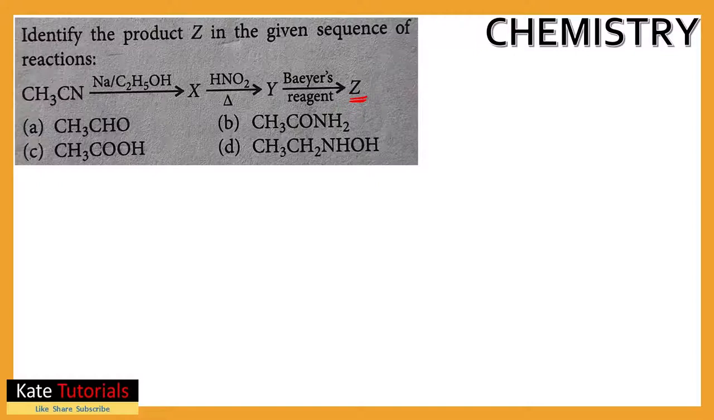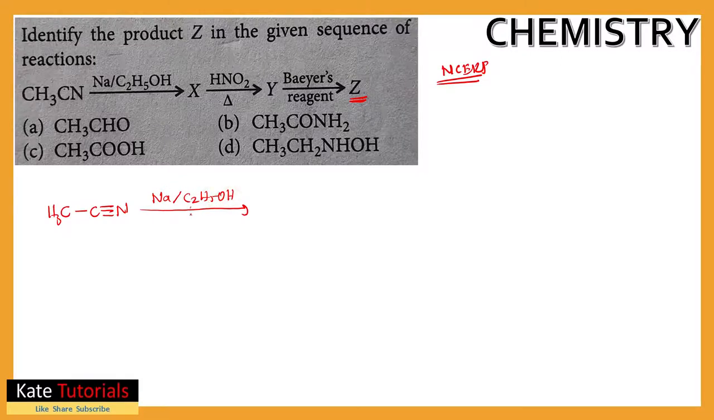So you may feel that this is a very difficult question, but if you have studied NCERT, you can clearly tell about this reaction, right? So let me start. Initially I have CH3CN, that is C triple bond N. To that I am adding sodium in the presence of ethanol, C2H5OH, right?